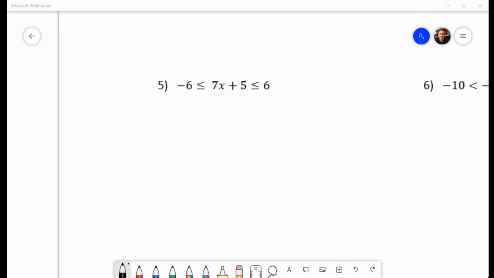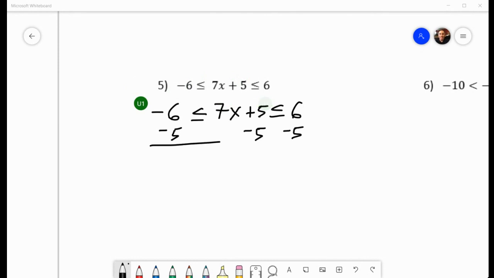So from here, let me just write it out. Let's first subtract 5 from everything. We want x all alone. We can handle the 5 first. That's easy. Well, easier than dividing. And remember, whatever you do to one side, you do to the other. So we have minus 11 less than or equal to 7x, less than or equal to 1.